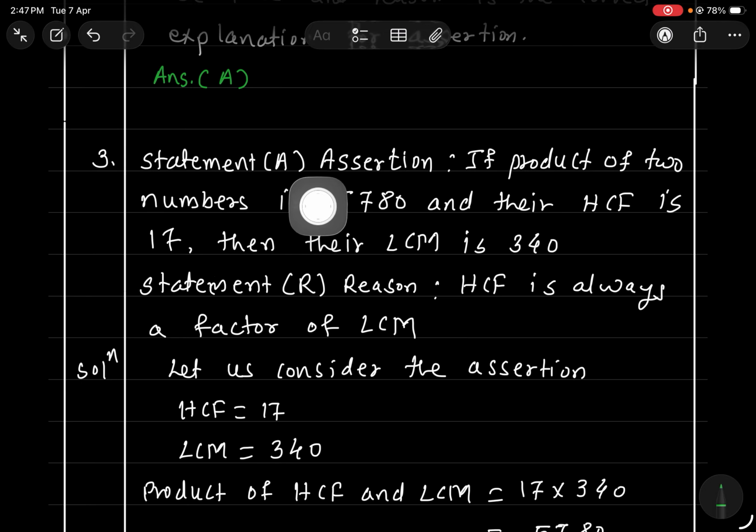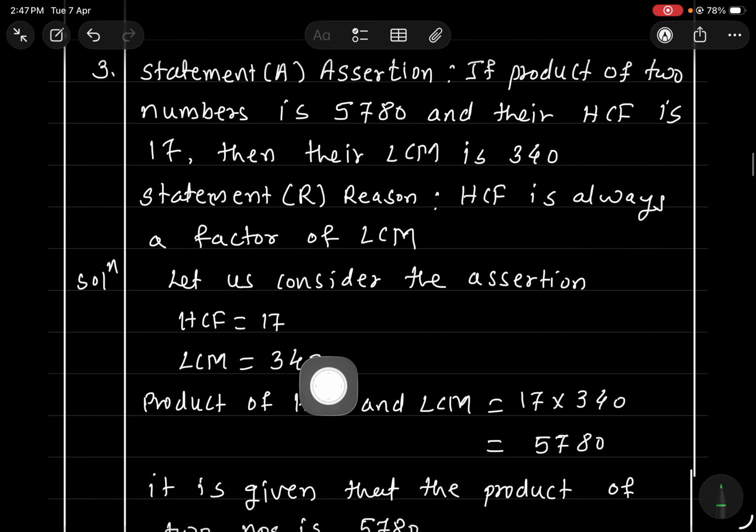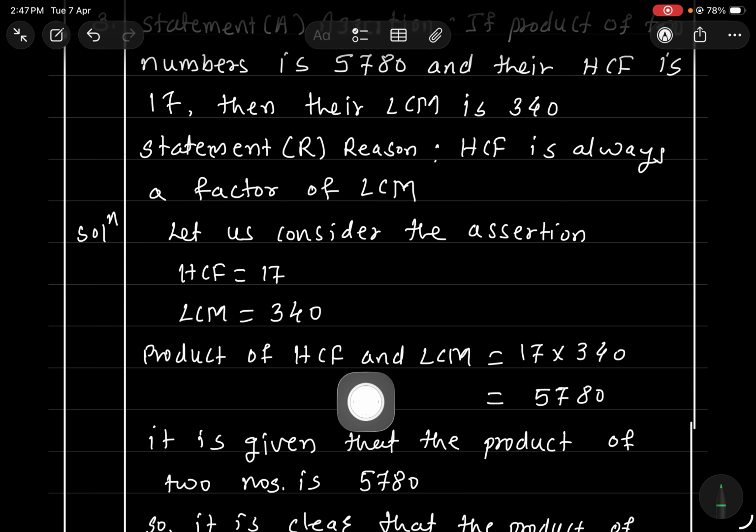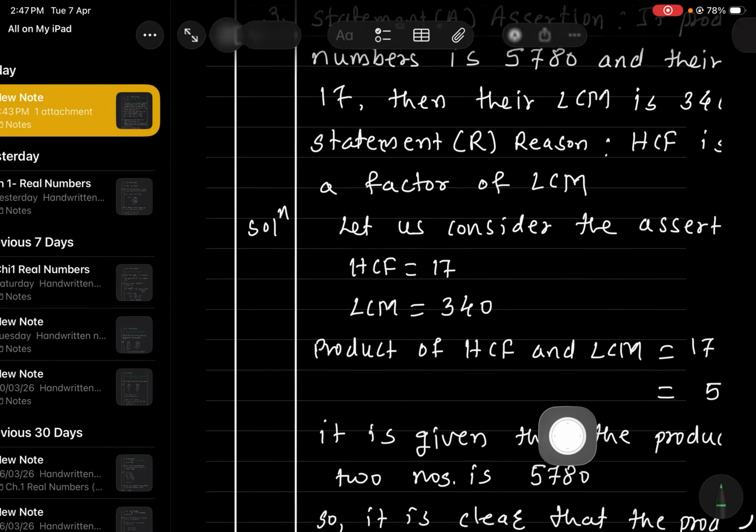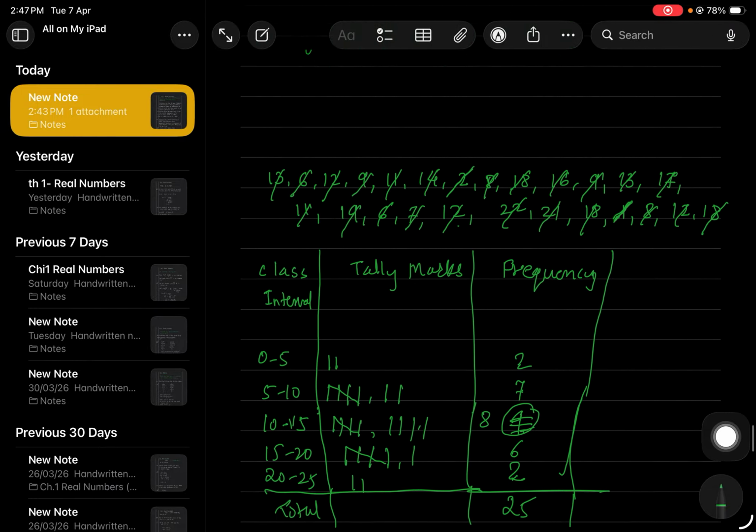Then the next statement. Assertion A: if the product of two numbers is 5780 and their HCF is 17, then their LCM is 340. Reason R: the HCF is always a factor of the LCM. Now first we have to see the assertion. The HCF is 17 and the LCM is 340. We have to multiply the product of HCF and LCM, 17 into 340. If you multiply, then 5780 is coming.